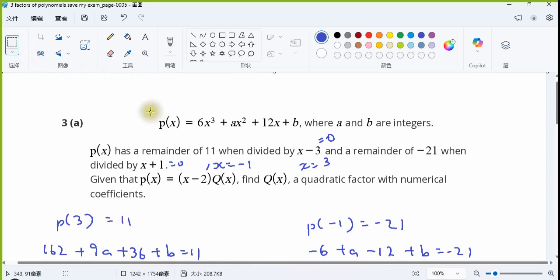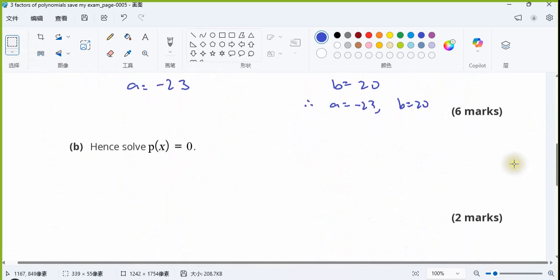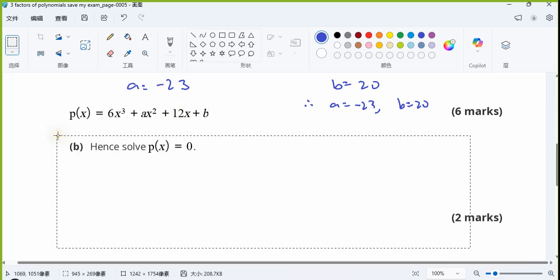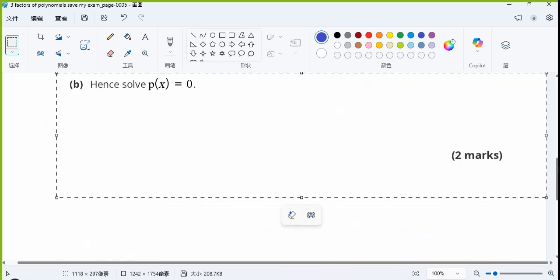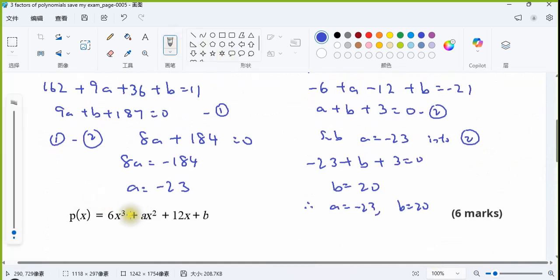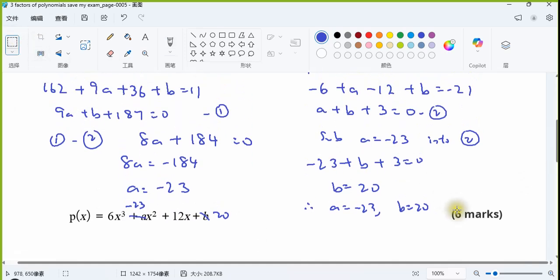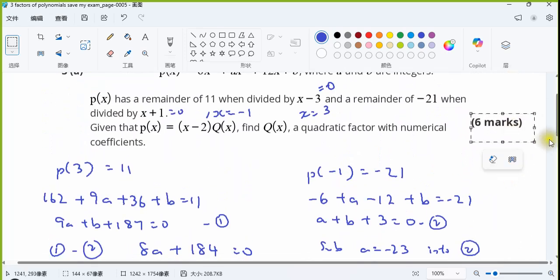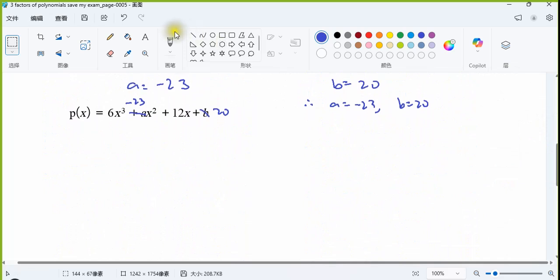So x minus 2 is the root. So negative 23, then plus 20. So x minus 2 is the root. Then x minus 2. So we do the long division.